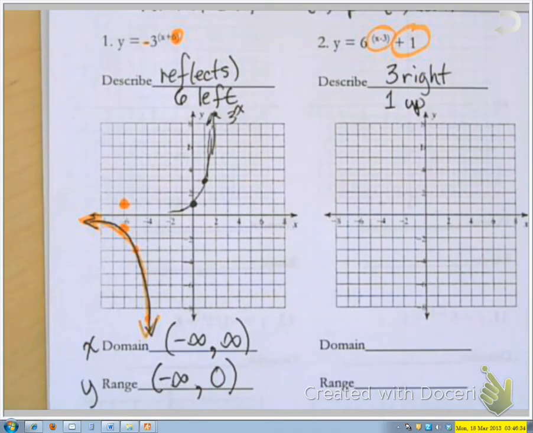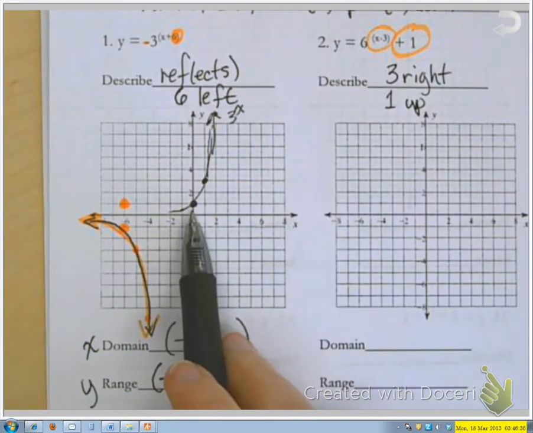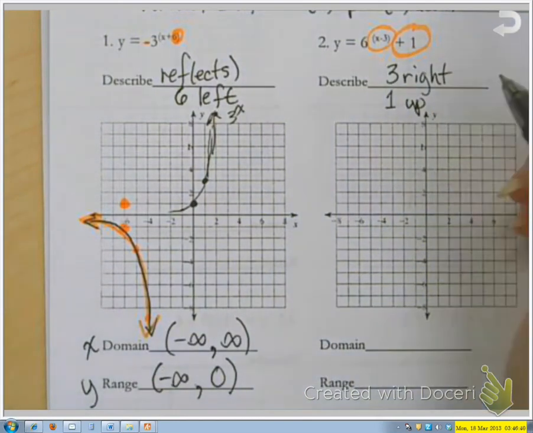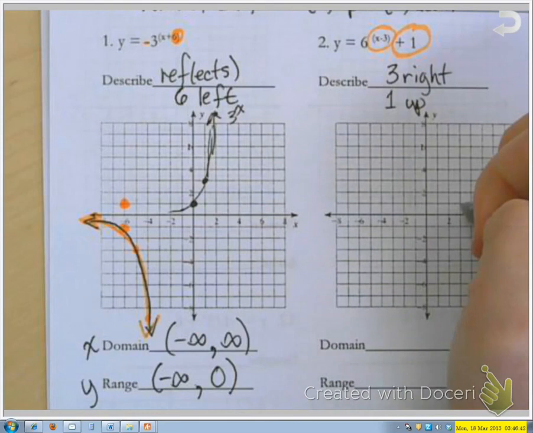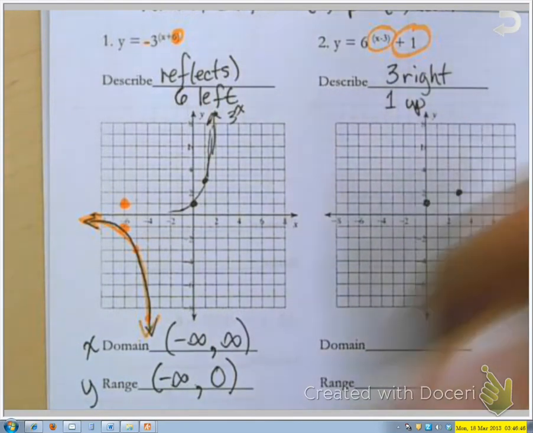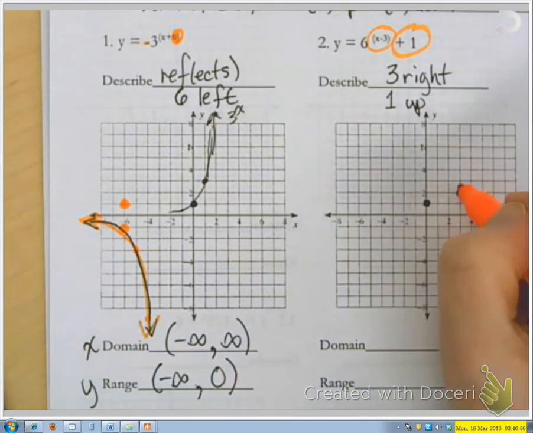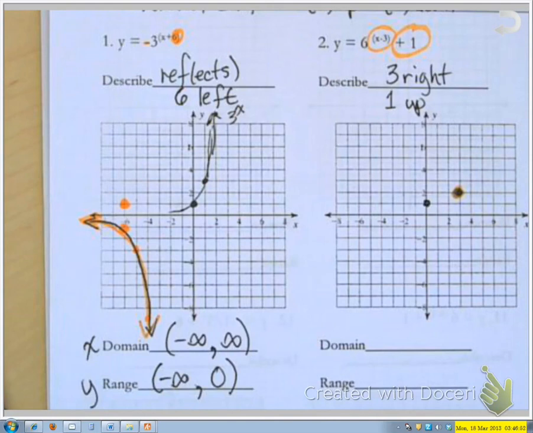So from 0, 1, that's my magic point. From 0, 1, I'm going to go 3 to the right: 1, 2, 3. And then go up 1. So I always start at 0, 1. But my new curve is going to start right here. It's going to start at 3, 2, because I moved 3 to the right and up 1.